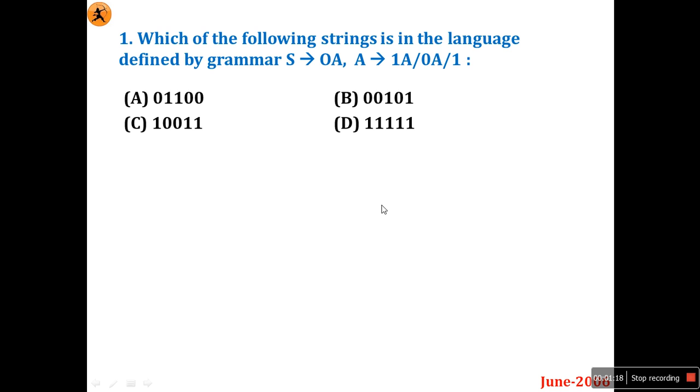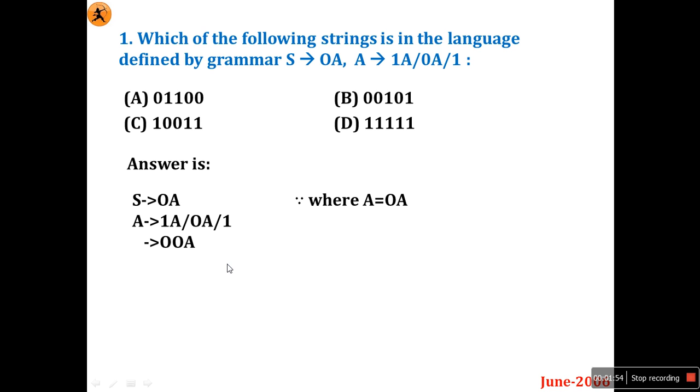So I hope you know the basics of finite automata and theory of computation. Actually the given problem is: which of the following strings is in the language defined by the given grammar? Find, among these three options, which one is satisfied by this language. To solve this type of question, just start with the initial symbol. The given is S equals 0A, and A equals 1A or 0A or 1.